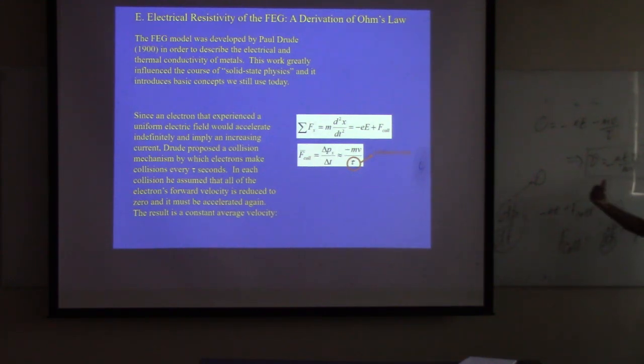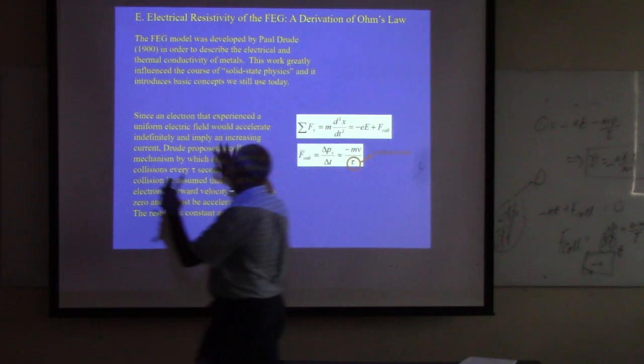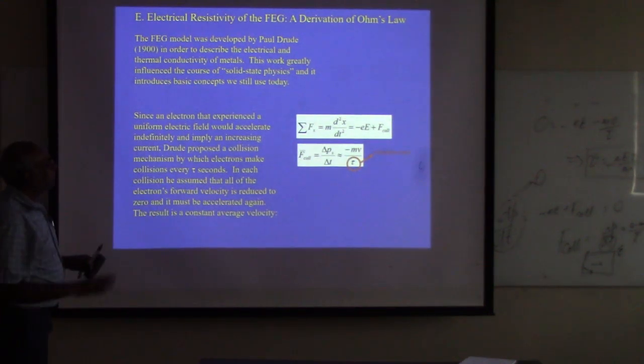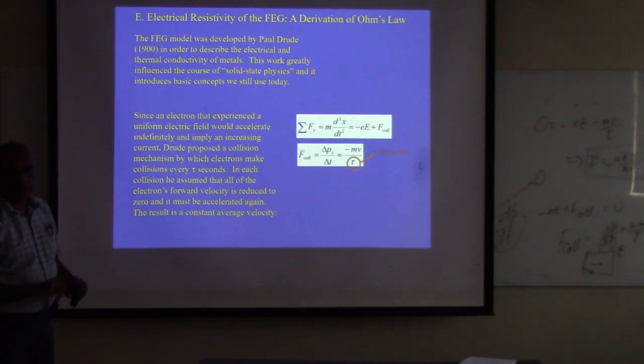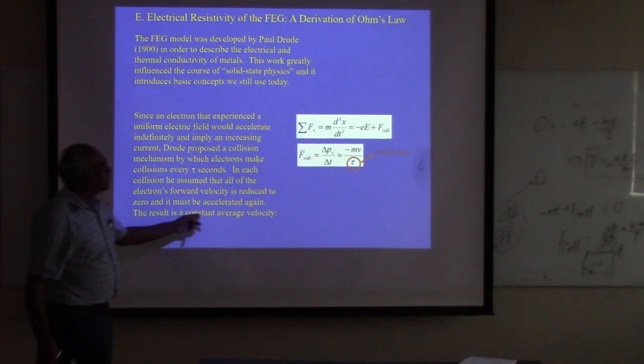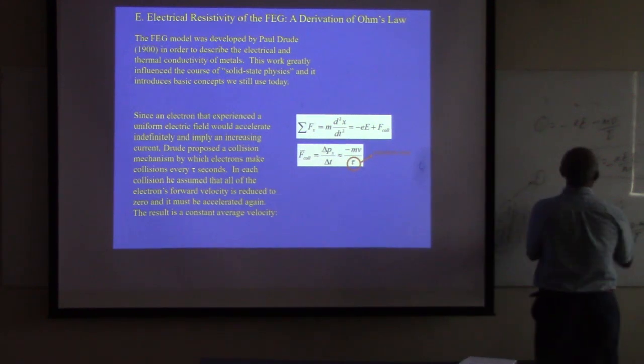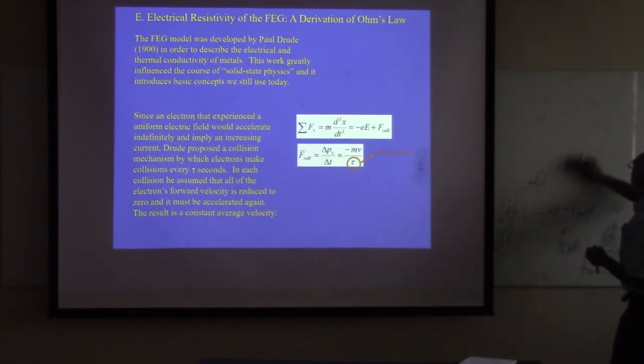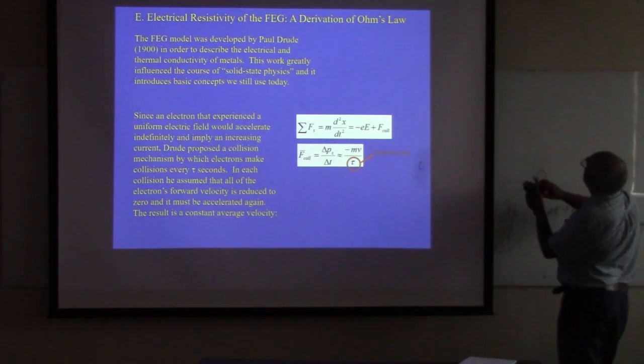This velocity is still in the opposite direction of E, because even if it is colliding and its direction changes, overall you have motion in the opposite direction of E. That's why it is negative. Is that clear? This is basically the Drude approximation, a relaxation time approximation. This is the average velocity of these electrons under electric field E. This is an important equation to remember.